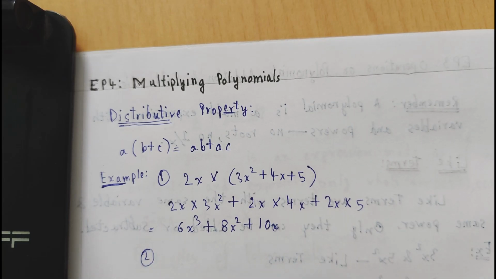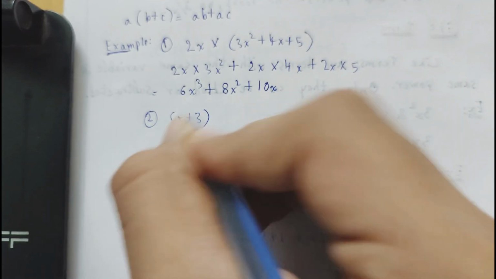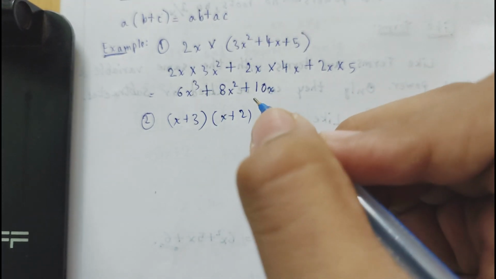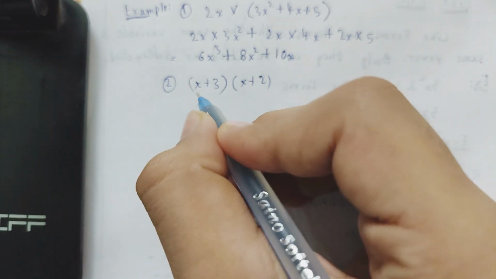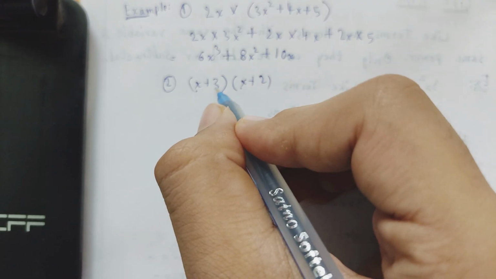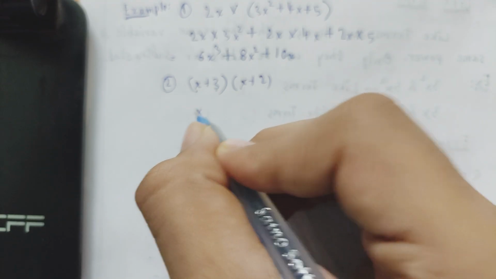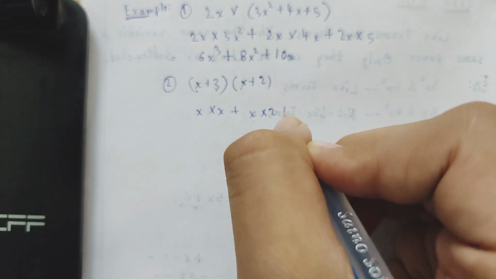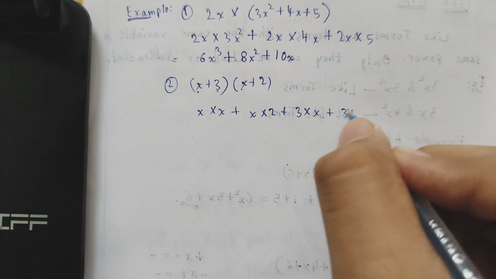Now we are moving to example number 2. x plus 3 into x plus 2. And now the steps are, we should multiply this x with this x and this 2, and now we have to add it with 3 multiplied with x and 2. Now I'll explain to you. x into x plus x into 2 plus 3 into x plus 3 into 2.